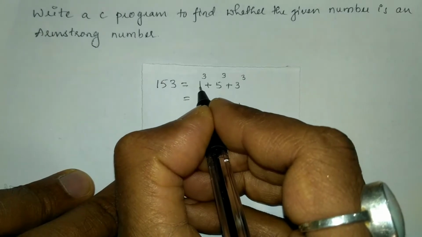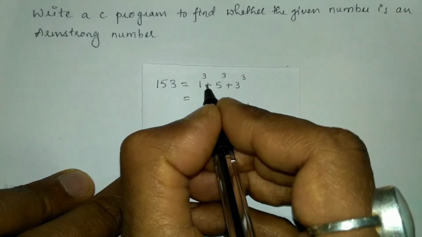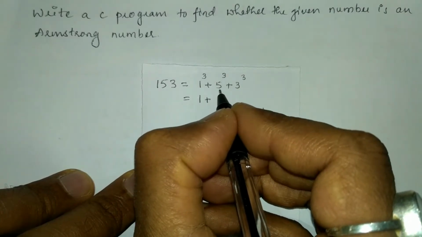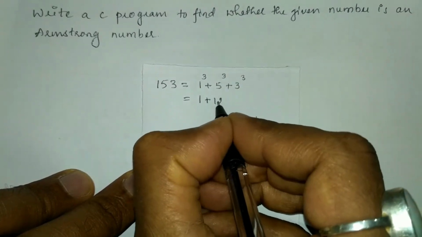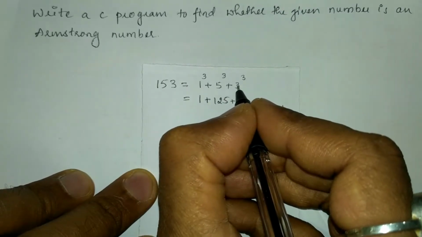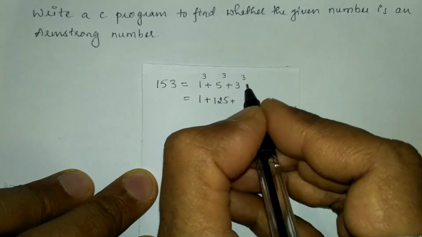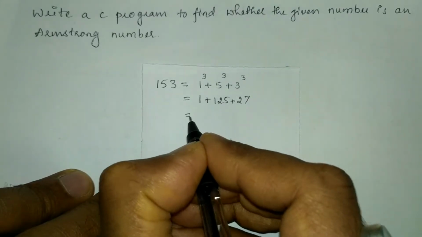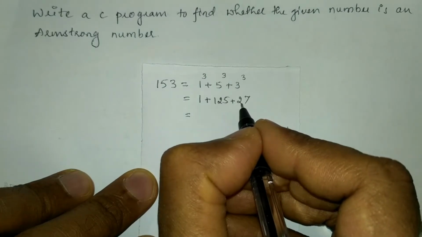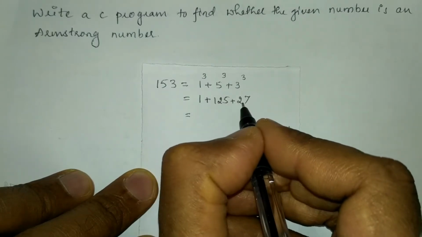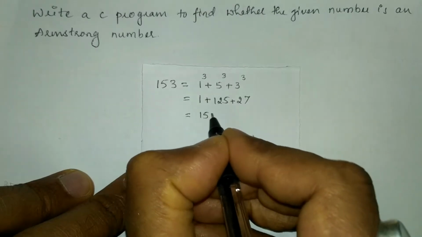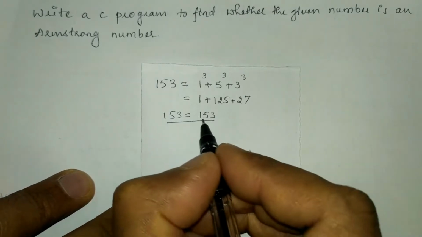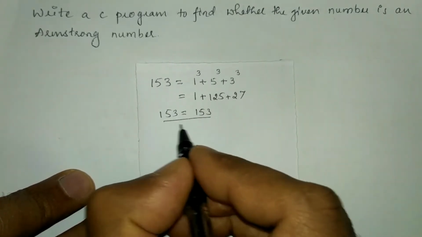For example, 1 to the power 3 is 1 into 1 into 1, which is 1 only, plus 5 to the power 3 is 5 5s are 25, 25 5s are 125, plus 3 to the power 3 is 3 into 3 into 3, 3 3s are 9, 9 3s are 27. When I add 125 plus 27, this gives us 152. 152 plus 1 is 153. So once again we are getting the same number here. So this type of number is called an Armstrong number.